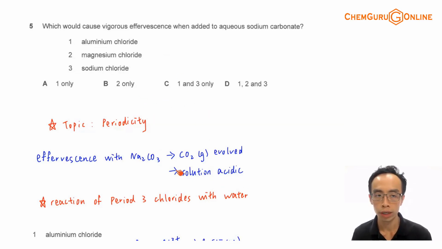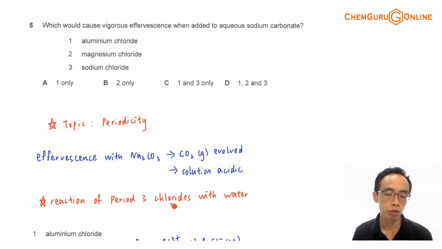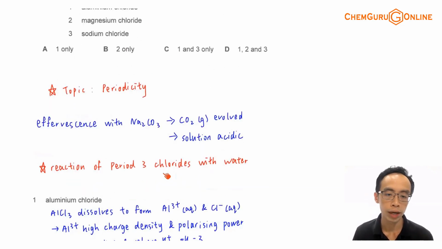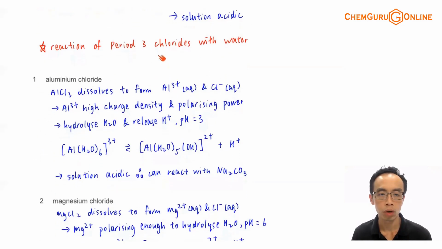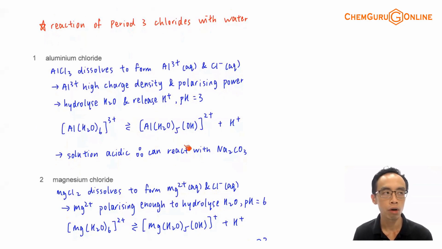When you're given aluminum chloride, magnesium chloride, sodium chloride, we will have to consider the reaction of period 3 chlorides with water, involving aqueous solutions, and see which one of them will make the solution acidic, and therefore can react with sodium carbonate to give CO2 gas. So this is actually purely based on periodicity, what we understand about the reactions of period 3 chlorides with water, starting with aluminum chloride.